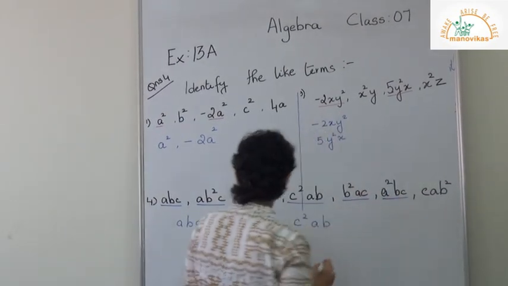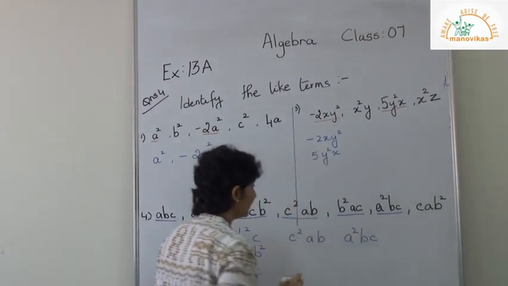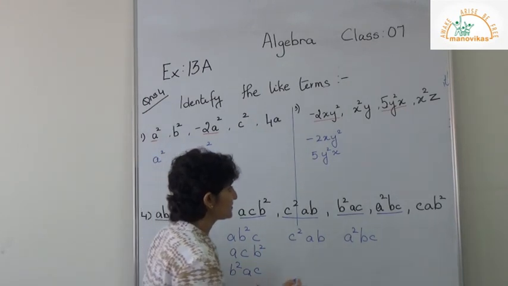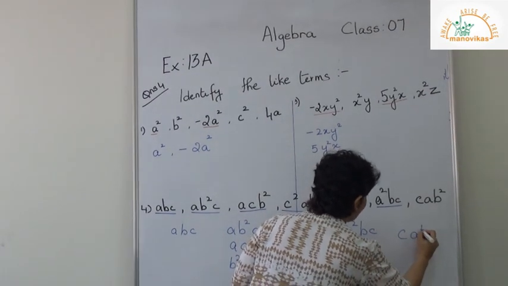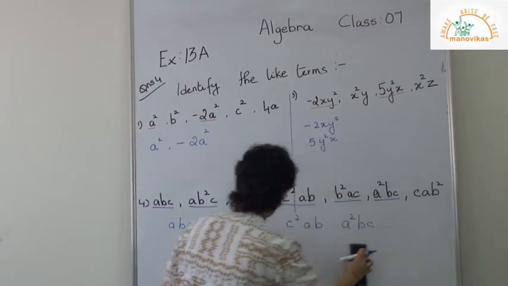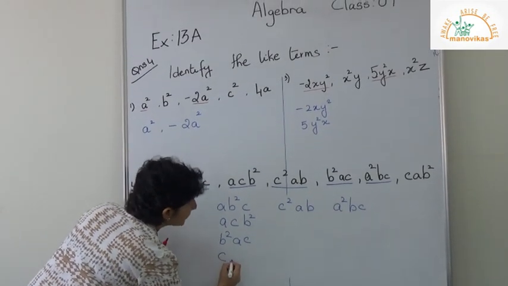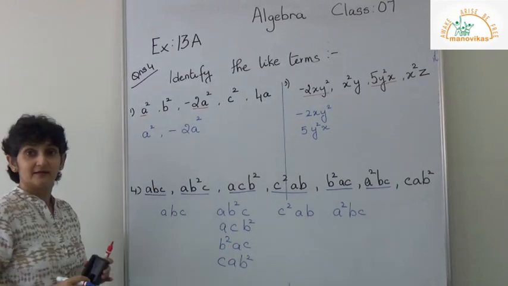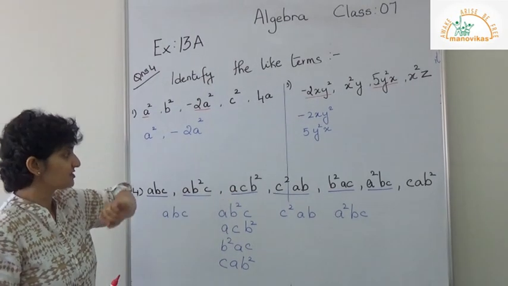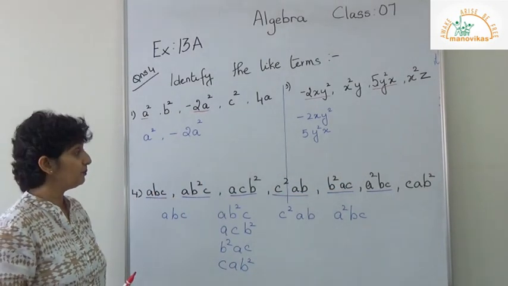Next, I have a squared bc. Nowhere. Then I have c ab squared. Nowhere again do I get to see this. c ab squared. Do we have it here? Yes, we do have it here. So it is here. c ab squared. Correct? Let's read your question. abc, ab squared c, acb squared, c squared ab, b squared ac, a squared bc and c ab squared.